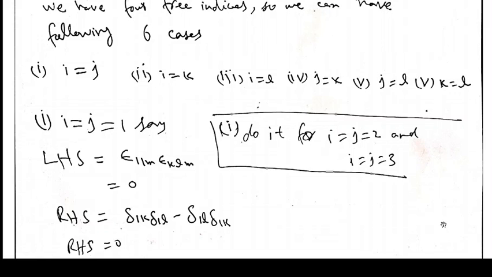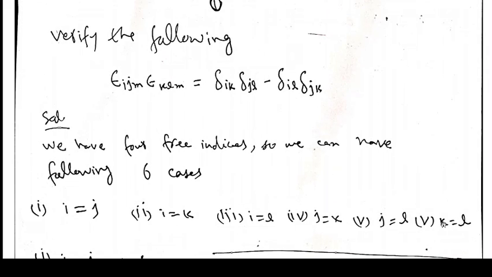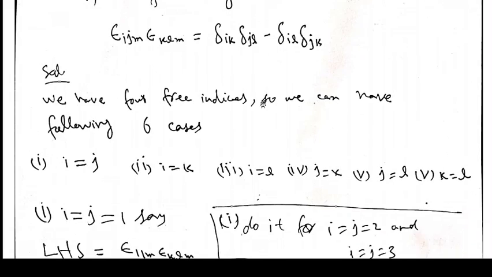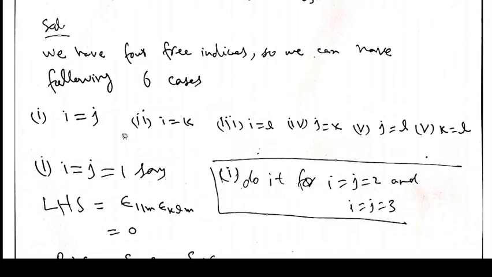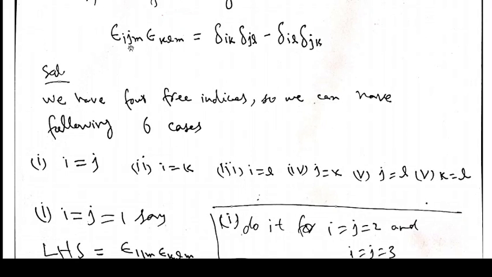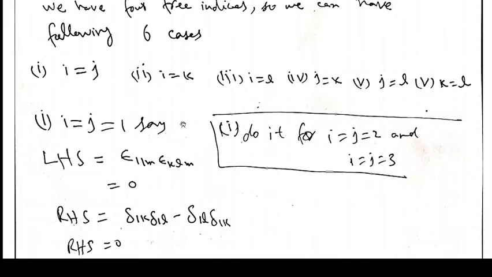Now let us start with the first case. So in the first case we have i is equal to j. Now for i is equal to j, we have to show that left hand side equals right hand side. Let us take for i equal to j, the value can be 1, 2 or 3. Suppose it is 1. So on the left hand side it would be epsilon 1 1 m epsilon k l m. So this would be 0, whatever the value of k, l and m, because we have repetition in the indices of this permutation symbol.